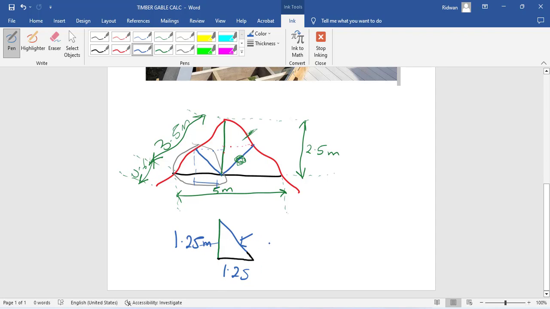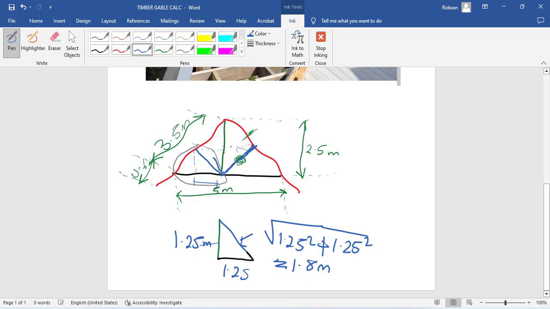So how do we then determine this part? It should be the same way you use Pythagoras theorem, which will just be the square root of 1.25 squared plus 1.25 squared. That will be equivalent to approximately 1.8 meter, which simply means that the length from this portion up to this portion is 1.8 meter.